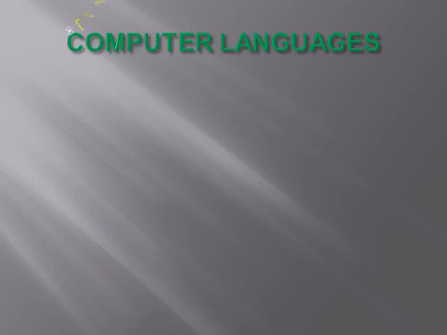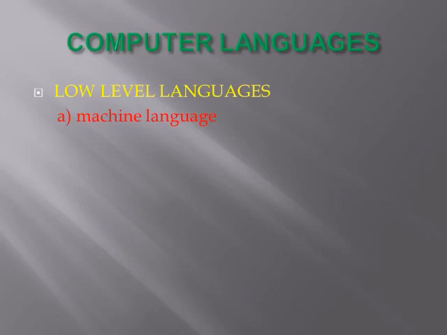Okay, first one is the low level languages. Low level languages are of two types. First one is machine language. Second one is assembly language. Low level languages are machine dependent. Code written for one machine might not work on another.